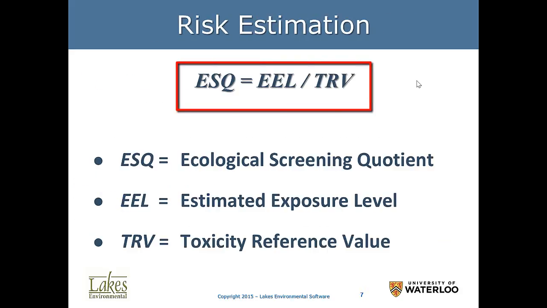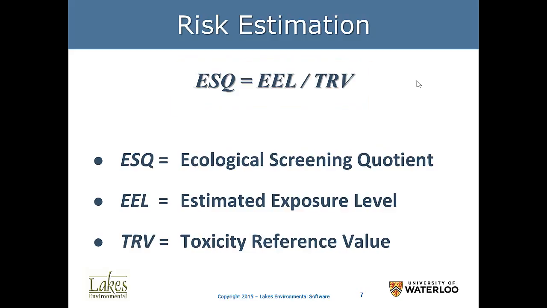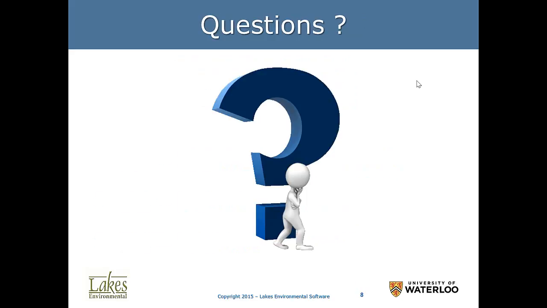And at the end, we compute just like we do with the hazard quotient. We do the ecological screening quotient, which is a ratio between the estimated exposure level and the TRV, the toxicity reference value. And if you have any questions, please don't be shy to email me.